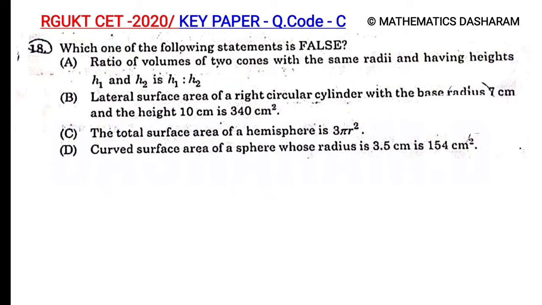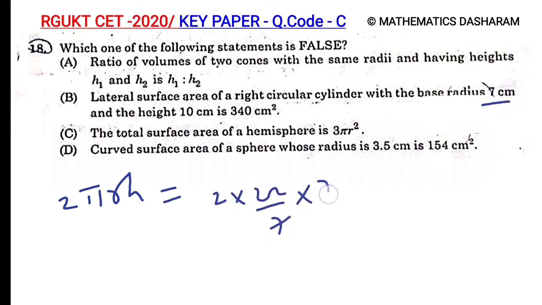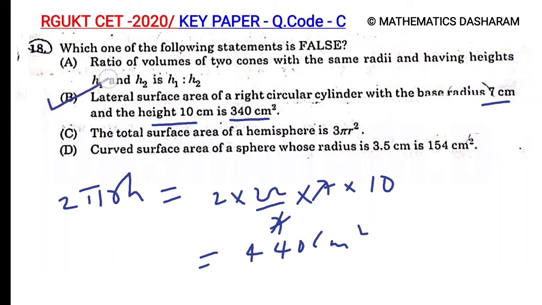Next, option B, lateral surface area of a right circular cylinder with base radius 7 cm and height 10 cm is 340. So the lateral surface area formula is 2 pi r h. So 2 into 22/7 into base radius 7 cm and the height of the cylinder 10 cm. So 2 into 22 into 10, 440 centimeter square. But in the given statement it is 340 centimeter square. So it is a false statement. Option B is correct.